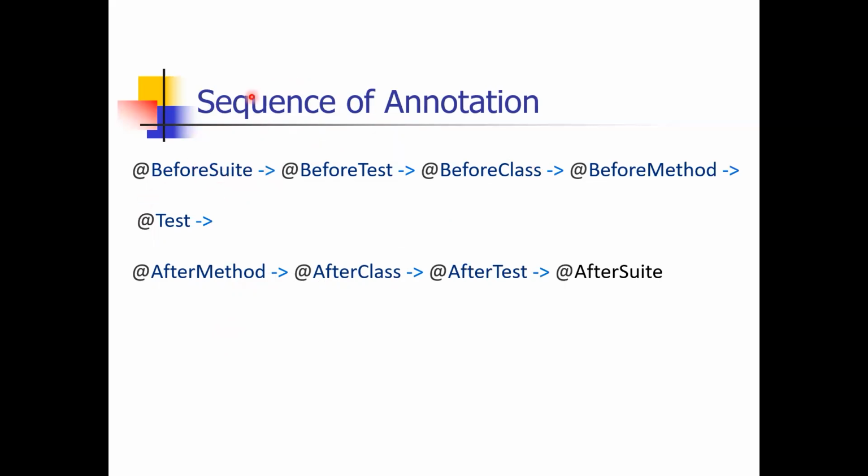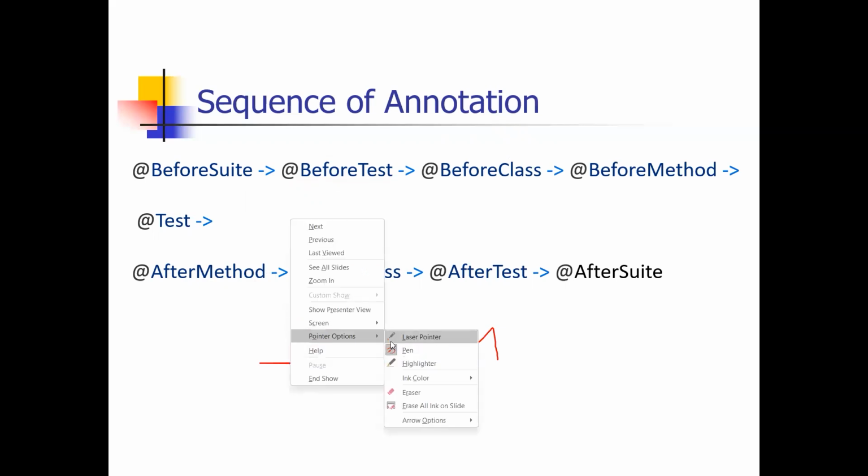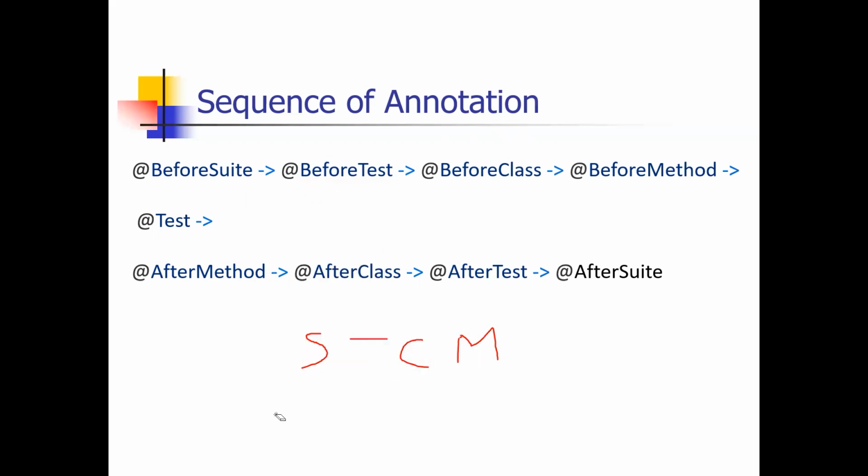Before suite, inside the suite, test cases are there. Inside those, classes are there, and inside the classes, methods are there. So always start with S, T, C, M: first the suite, then test, then class, and then method. STCM, or you can say state CM, just for remembering. S for suite, T for test, C for class, and then M for method. Then the whole thing will be opposite.